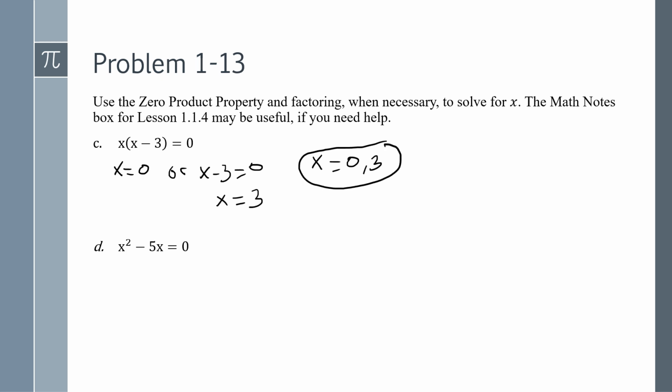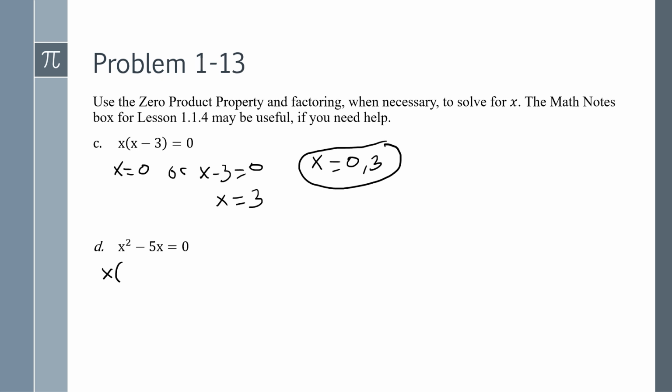Okay, so for part D, we have an equation that is not factored, so I need to factor it. So to factor equations, the first thing we do is we look at each term in the equation. We ask ourselves, is there something they all have in common that they're all divisible by? Well, we see that each one has an x in it. They each have one x. So I can bring that out front. That's called the greatest common factor. Then in parentheses, I write what's left over.